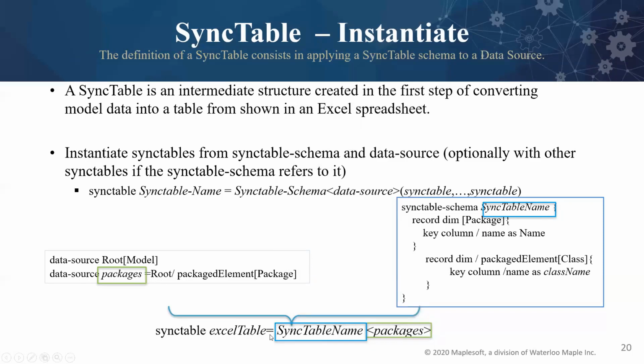So it's a user defined name that is going to link, or it's going to have information of the schema and the data source. So I have the sync table name here, and I have the package here. Now this Excel table will have the information of the package and class that comes from this specific data source. So that's how we can read this instantiation. It's basically linking the schema I have defined and the data source I have defined.